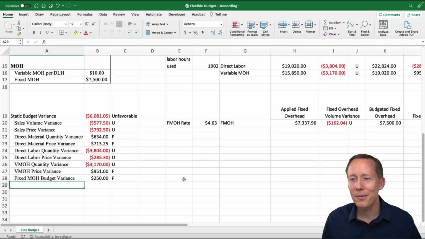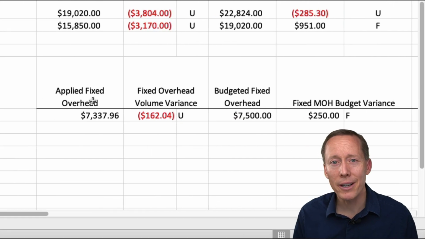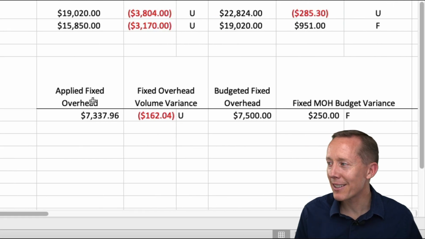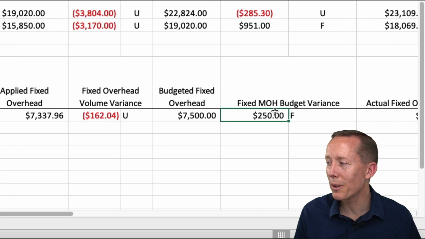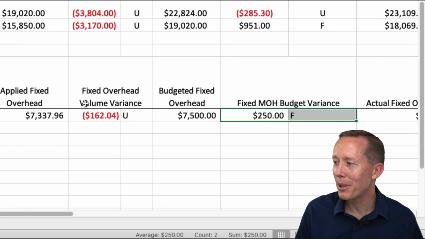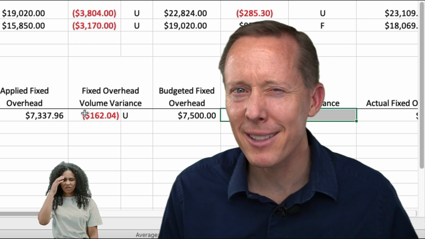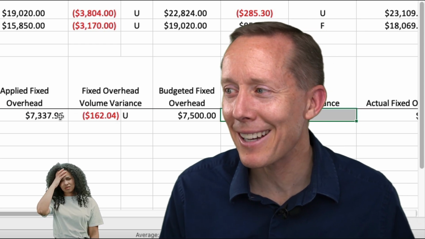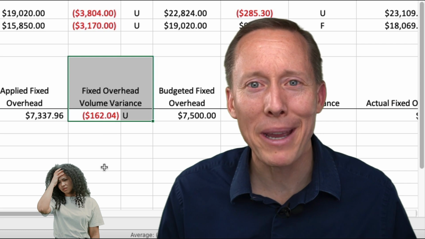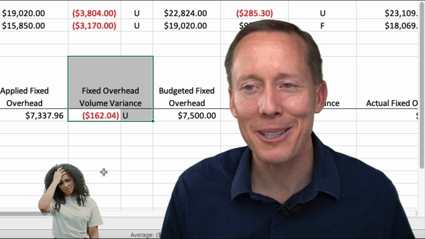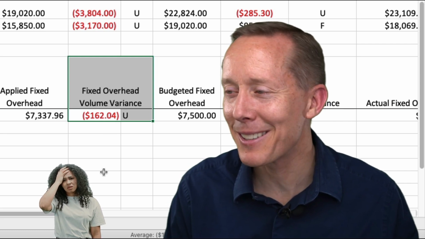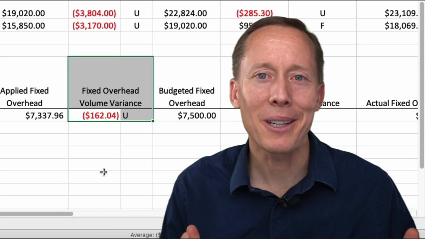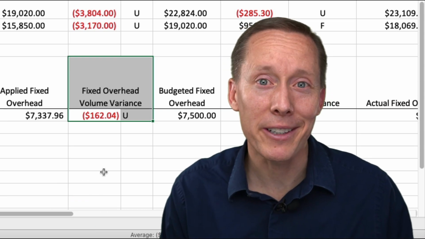Okay, so that is how you calculate the fixed overhead variances. And again, this fixed overhead budget variance is really pretty easy to calculate, but the fixed overhead volume variance takes a lot more thought. And this is actually oftentimes the bane of students' existence when it comes to standard costing, because it takes a lot of practice. But anyway, there it is. Those are the fixed overhead variances.